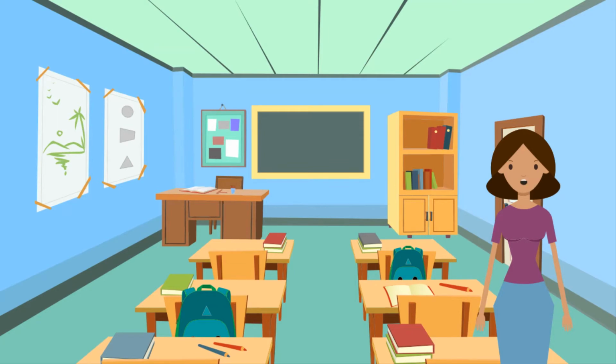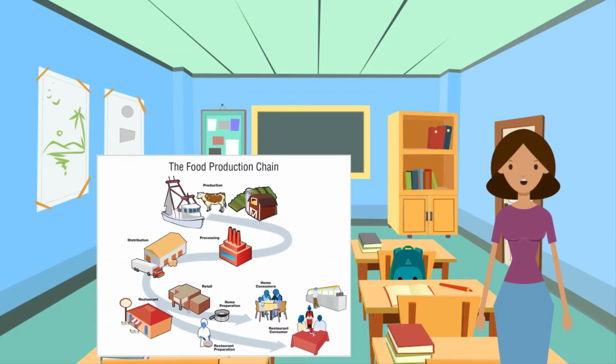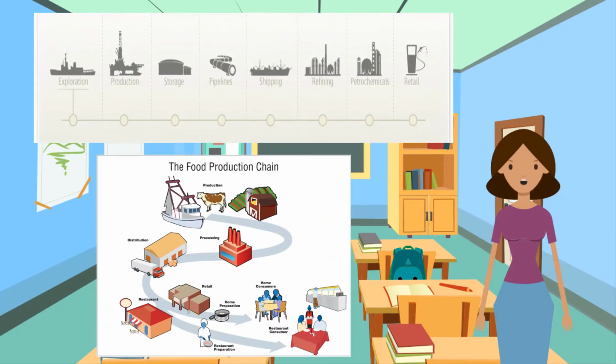That brings us to chains of production. As businesses tend to specialize in a particular type of activity, a product will go through a chain of production to reach the final consumer. Each business involved will add value. Examples are shown here by the food production chain, bringing food to you, or the petroleum production chain, from extraction through to retail to you.